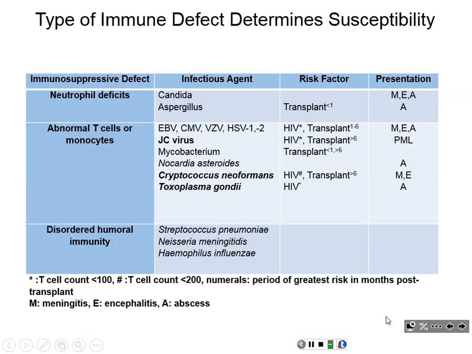In your transplant patients, how long they have been on immunosuppressive therapies is going to determine how susceptible they are to certain organisms. So we can see here, patients from 1 to 6 months of immunosuppression are more prone to get infections with Epstein-Barr or cytomegalovirus, whereas at less than 1 month or more than 6 months, we might be looking at Mycobacterium. And you really don't have to memorize this chart. Basically, what I want you to get from this is that the type of immune defect is going to determine their susceptibility, okay?